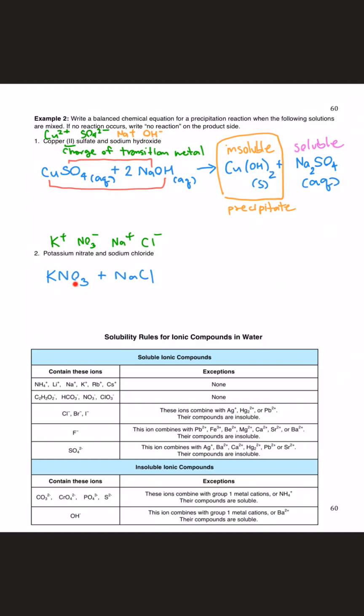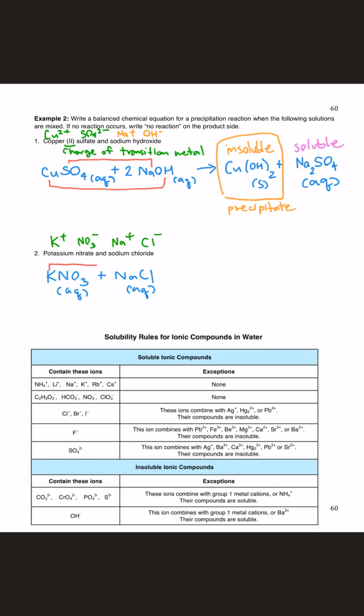These 2 ionic compounds are soluble ionic compounds according to the solubility rules. Potassium and sodium are in group 1 with no exception, so they are soluble ionic compounds. So the physical state of both potassium nitrate and sodium chloride would be aqueous. Next step is to exchange the cation and anion between the 2 reactants.